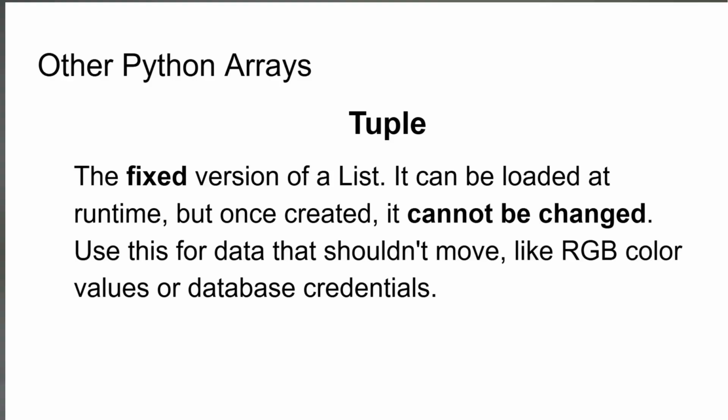Another way to do this, which also confuses a lot of people, is a tuple, T-U-P-L-E. It's a fixed version of a list. It can be loaded at runtime, but once created, it cannot be changed. And you would use this for data that you're going to load one time, like maybe RGB values or database credentials. It's never going to have things added to it. It's never going to have rows subtracted from it. It just is what it is. And it's a way to look up and reference things.